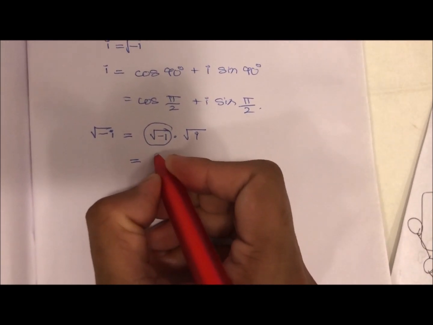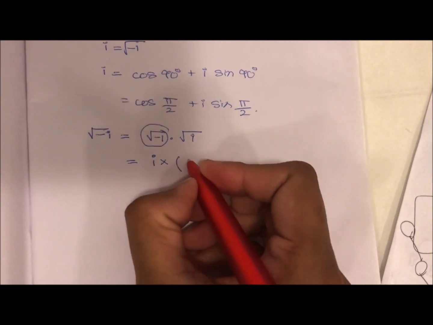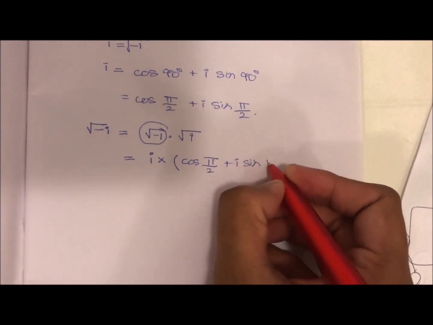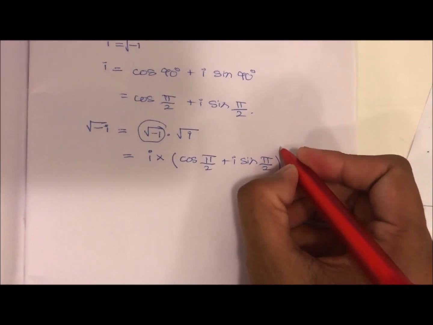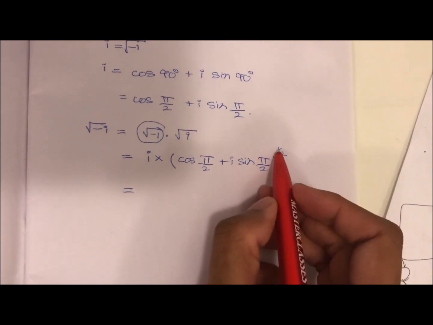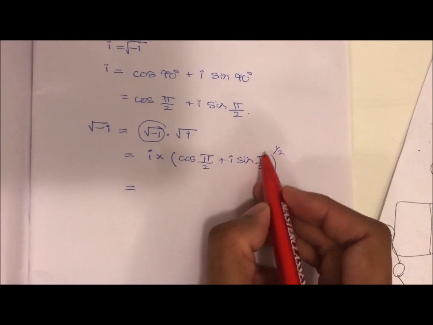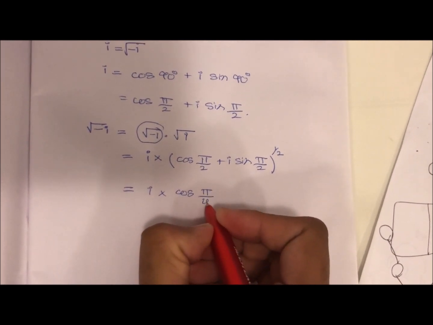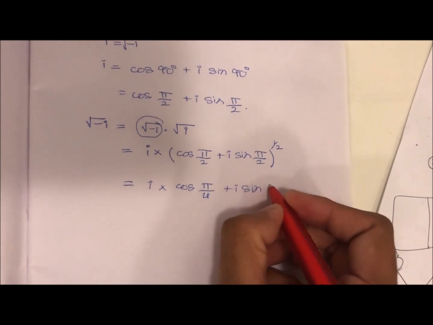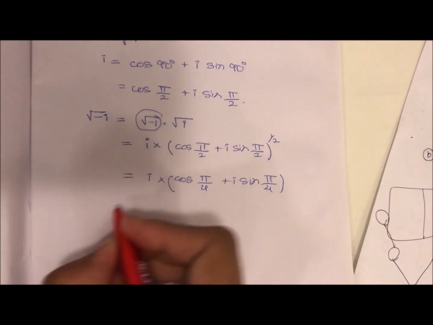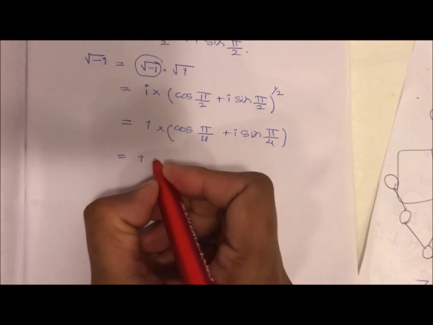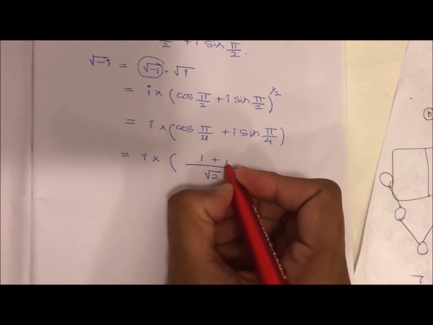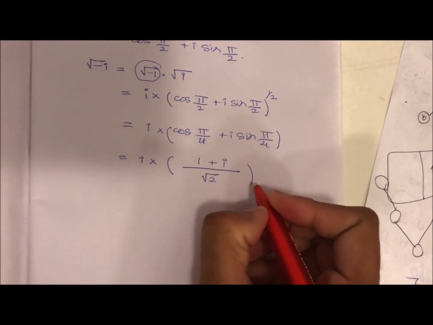We know that root of -1 is i, and this is (cos pi by 2 plus i sin pi by 2) whole to the power of 1 by 2. Now according to de Moivre's theorem, we will get i into (cos of pi by 4 plus i sin of pi by 4). Is that right? Now we know that cos 45 equals 1 by root 2. So this is 1 by root 2 plus i into 1 by root 2, right?